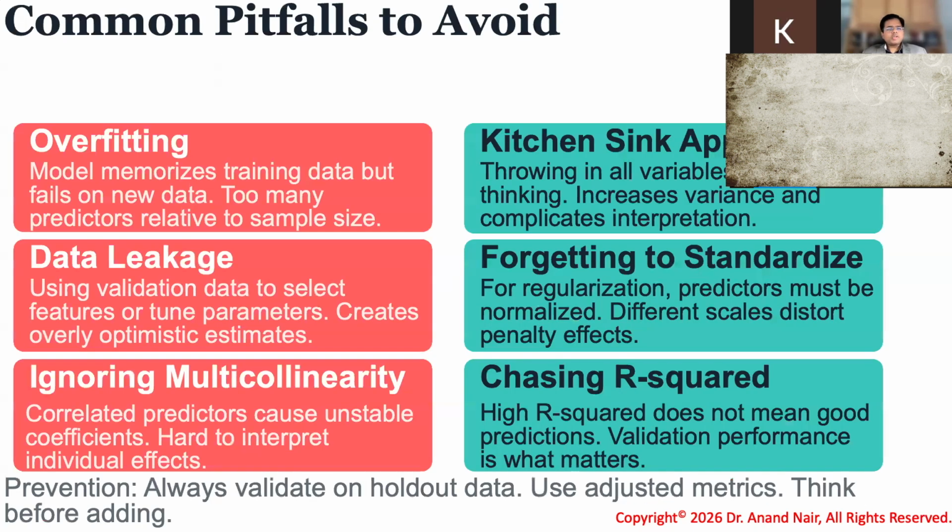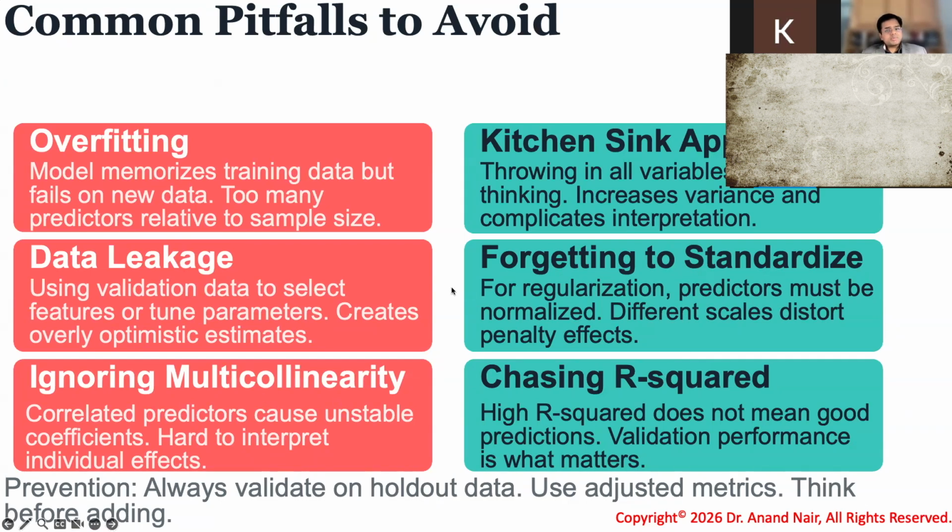Now, some common pitfalls. Overfitting is one, we want to avoid that. The model memorizing training data but failing on the validation data, we don't want that. Data leakage, we want to avoid that, which is using validation data during training. So the two data sets have to be clearly separated out. Ignoring multicollinearity: when highly correlated variables are added together, it can create unstable coefficients. We don't want that either. And the kitchen sink approach is obviously not helpful. When everything is put in, it can create multicollinearity by definition.